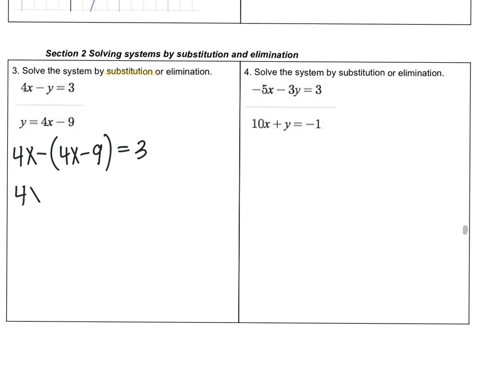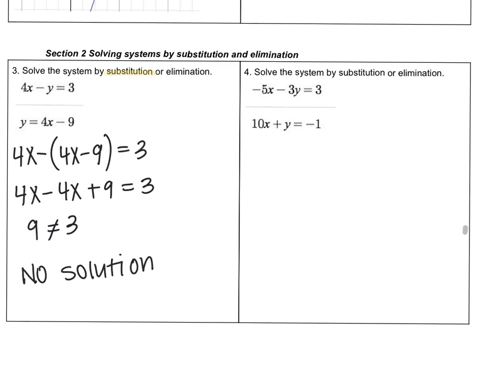So in distributing the negative, we get 4x minus 4x plus 9 equals 3. 4x minus 4x is 0, and we're left with 9 equals 3, which is not a true statement, which means we have no solution. So remember back to the notes, if both variables cancel and you are left with a false statement, it is no solution.